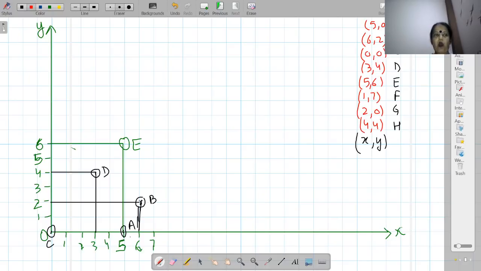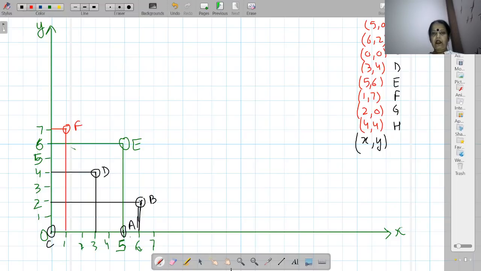Next is 1 and 7. X value is 1 and the Y value is 7. So what will we do? From the X axis we will take 1, and on the Y axis we will take 7, and then we will take these lines towards each other, encircle it and name it as F. Okay, are you getting it?